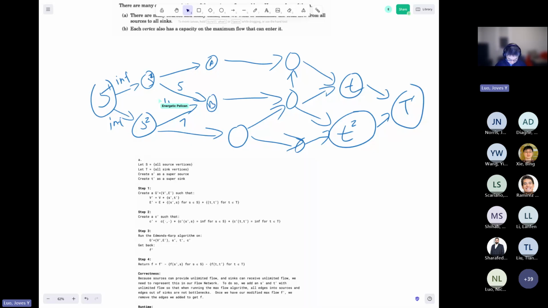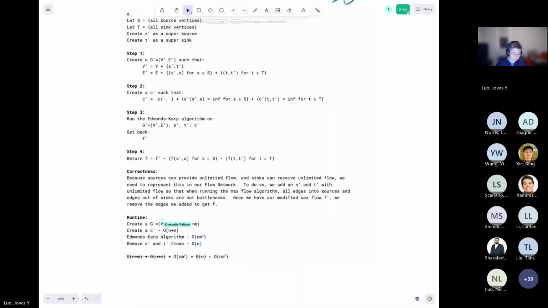Okay, and so then the runtime for all this is that creating this new graph takes O of n plus m time, because you are going to add at most n additional edges. I guess it would be n. I think this should be n. Well, I think for me, when I go create this graph, I'm recreating the graph, but this could be just O of n.